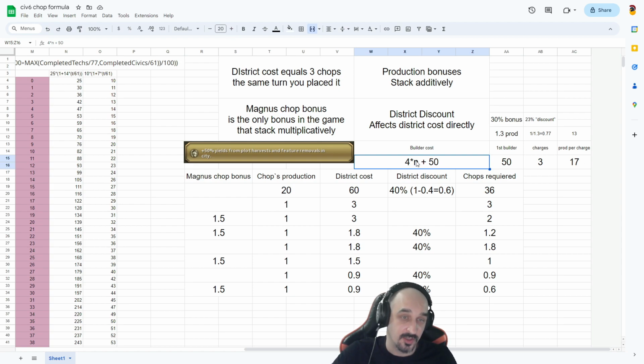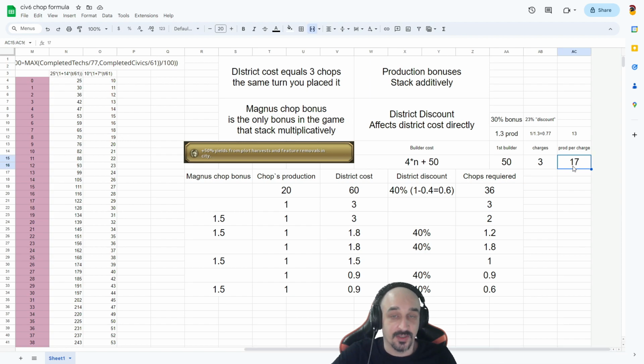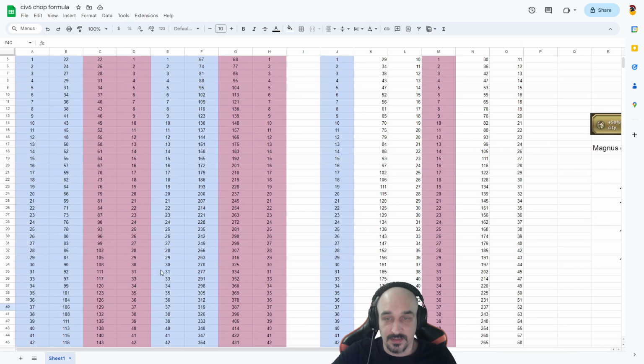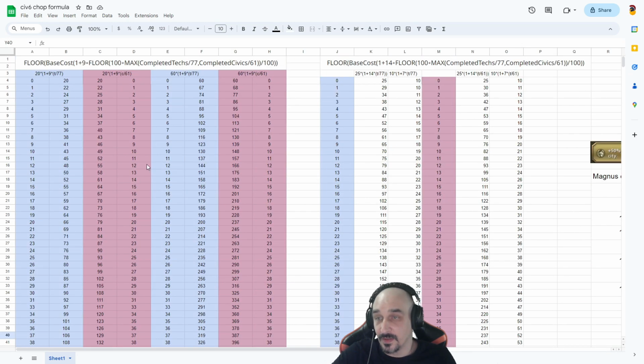So first builder, because you haven't finished any builder, is 50 production, or 25 on online speed. For that builder, each charge costs you 17 production. So chopping very early in the game is not a good idea at all. Because if you chop for a fast campus, for example, is 24 production, even on online speed.